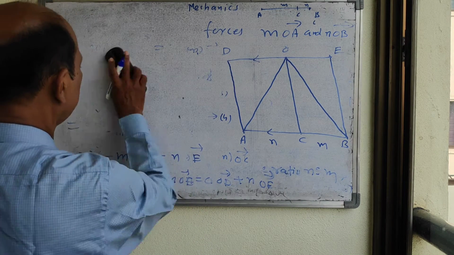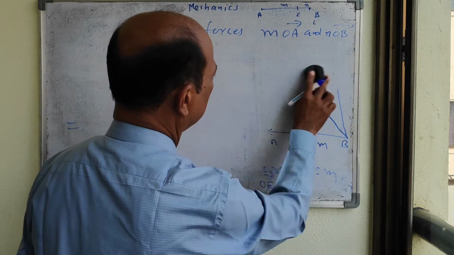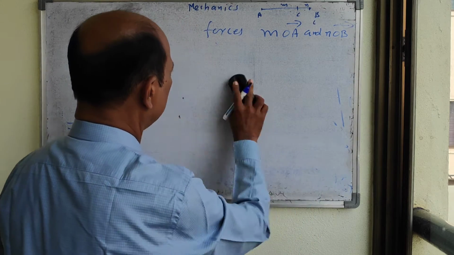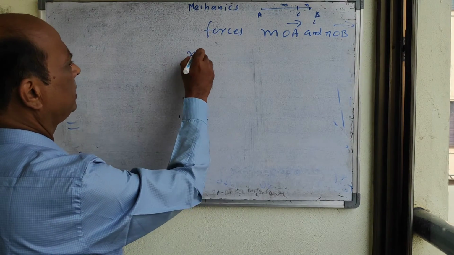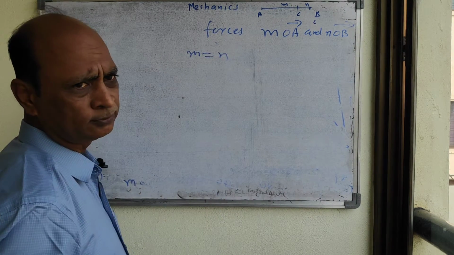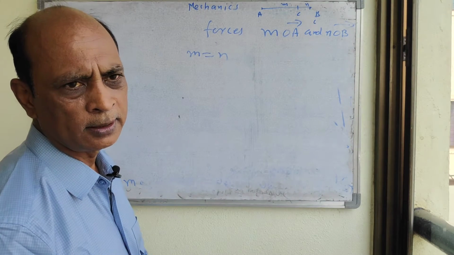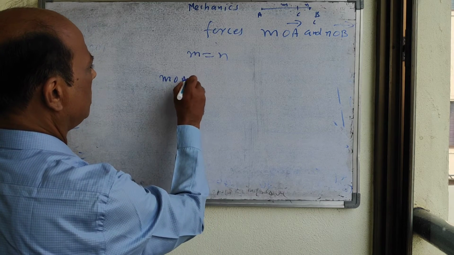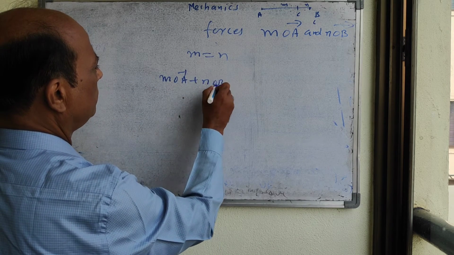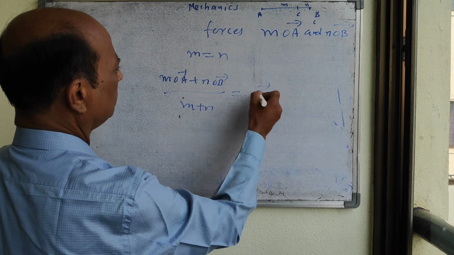So in this way, the proof for this theorem is completed now. Now there is one corollary also. Corollary means, suppose we take m is equal to n, what will happen? In the last result, if we take m is equal to n, what is the last result? That is (m OA bar + n OB bar)/(m + n) is equal to OC bar.